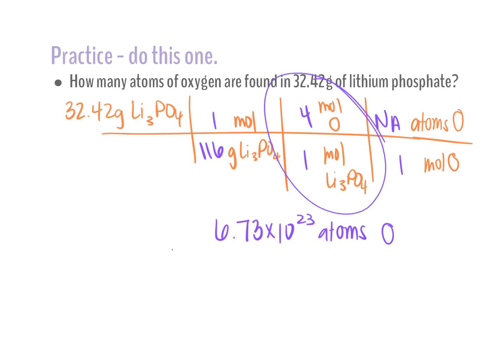We're switching from focusing on the full compound to now looking at an individual part of the compound. And so this step right here says that for every mole of lithium phosphate, there are 4 moles of oxygen. Okay, so we're examining that. Do we want to see what that looks like?